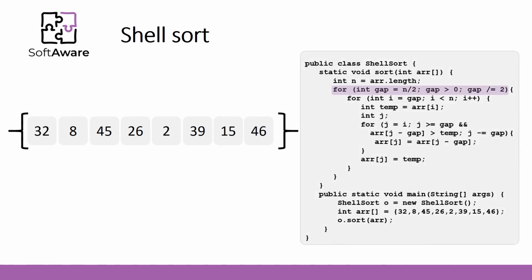In every outer loop, we define the gap value, dividing it by 2 until it is equal to 1. Now, in the inner loop, we move with the gap. As it was in insertion sort, we find the right position for our element, that is the first one in the unsorted part, and insert it. While searching for this position, we move elements to the right with a gap.